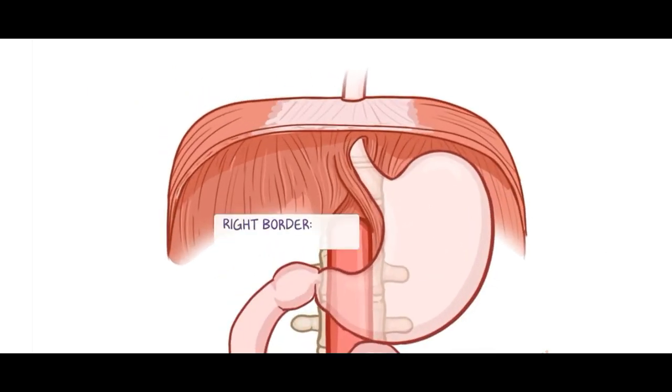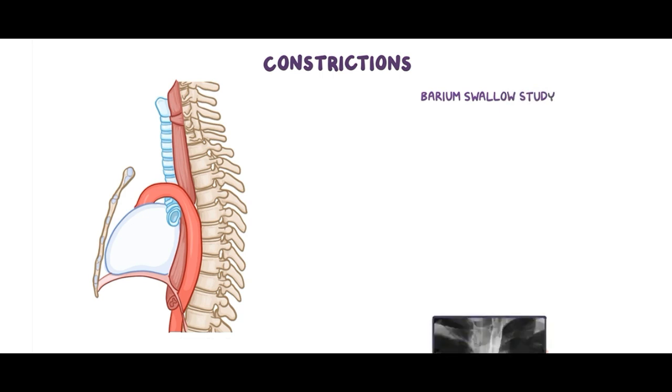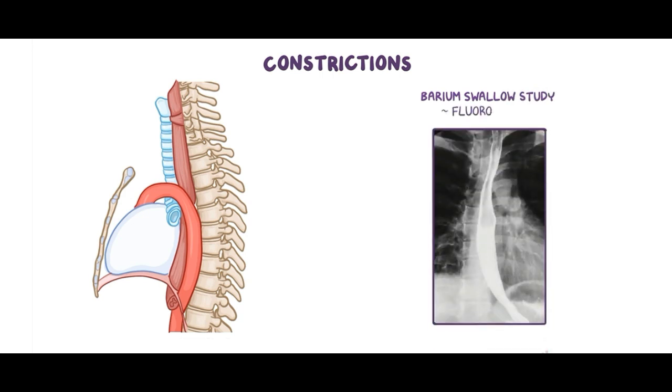The right border of the abdominal esophagus continues with the lesser curvature of the stomach, while its left border will eventually continue with the fundus of the stomach. There are also important points along the length of the esophagus where there are natural constrictions. These constrictions of the esophagus are caused by four structures passing the esophagus as it descends in the cervical, thoracic, and diaphragmatic regions. Now, to better visualize the esophagus and these constrictions, a barium swallow study can be performed which uses an X-ray imaging technique called fluoroscopy.